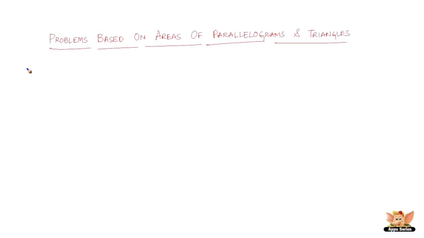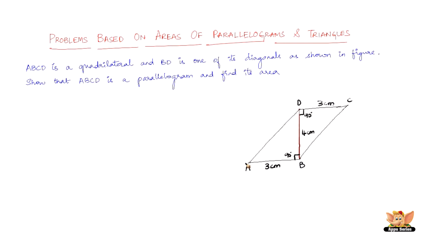Here in this video, let us solve some problems based on areas of parallelograms and triangles. Now the question goes like this. ABCD is a quadrilateral and BD is one of its diagonals as shown in the figure. Now show that ABCD is a parallelogram and find its area. So let us see how we go about this problem.